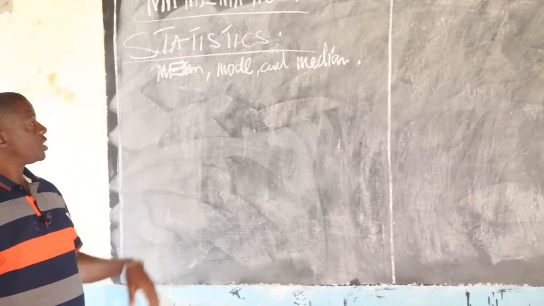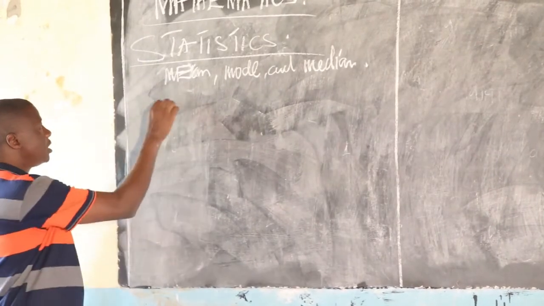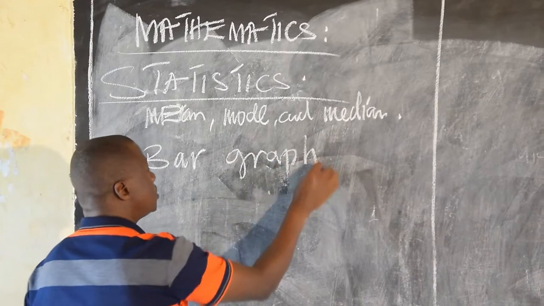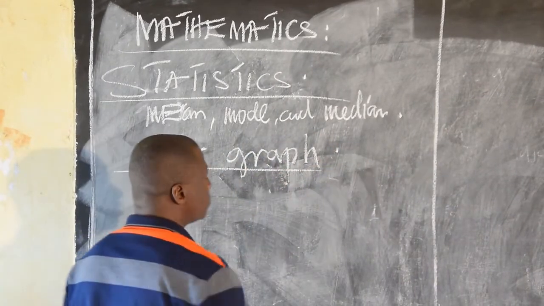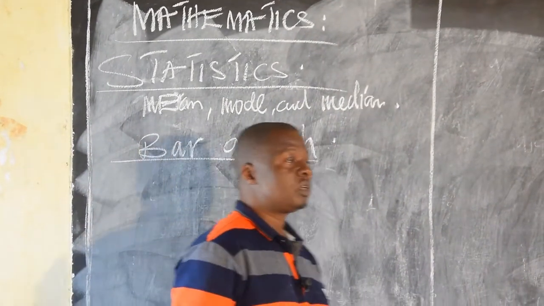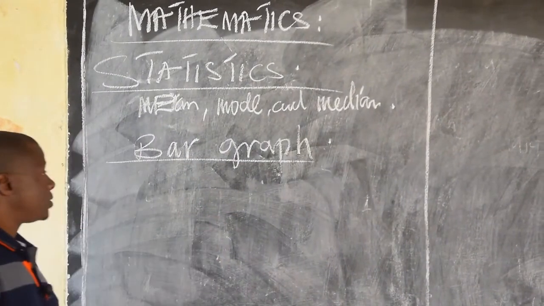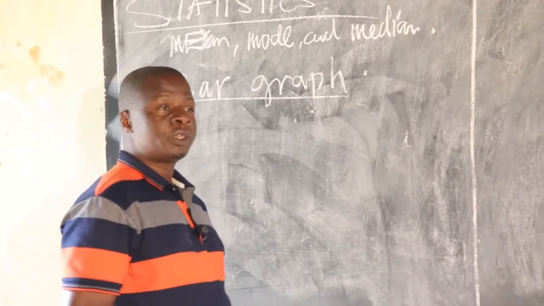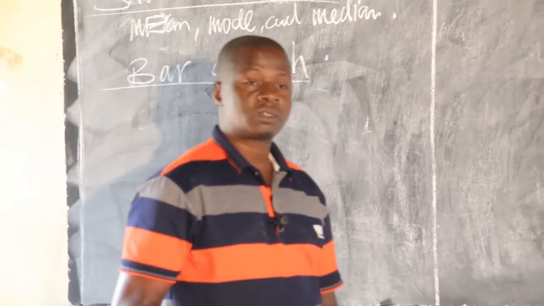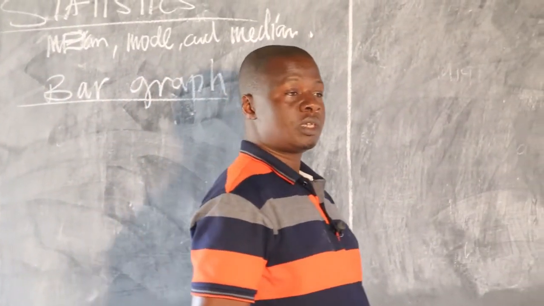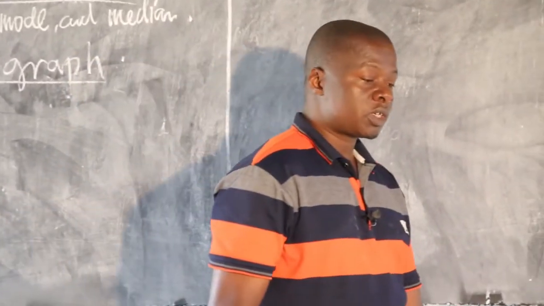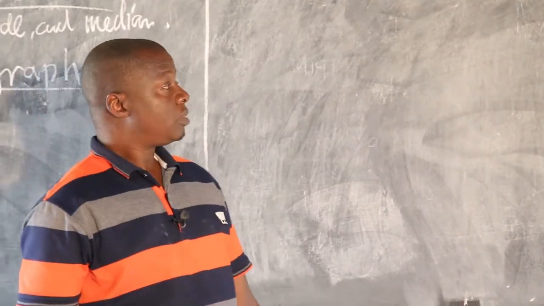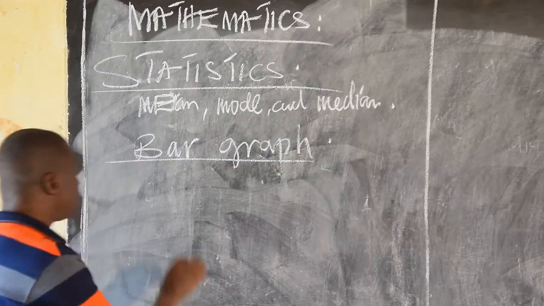Today we are going to look at a bar graph. A bar graph. When you are dealing with a bar graph, we consider bars, but bars with the same width and differing in height. The widths are supposed to be the same, but the heights are not supposed to be the same. We can have a sketch here.